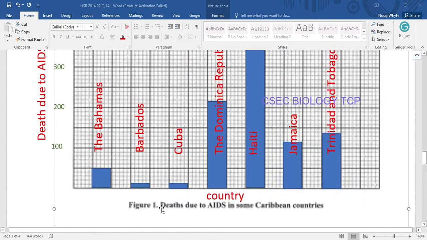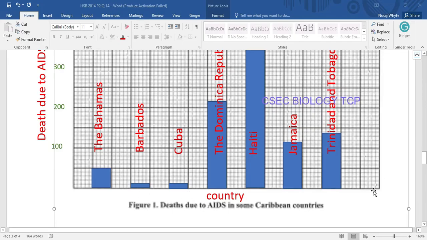Now each of these bars here, these little cells, represent a centimeter. So if this darker line represents 50, then we have some lines between here. Each of these smaller lines will represent 10, right? So we're going to have 10, 20, 30, 40, 50 on the darker line. So we know that for the Bahamas we had 50 deaths. Now here we have for Barbados, it is going a little over 10, right?